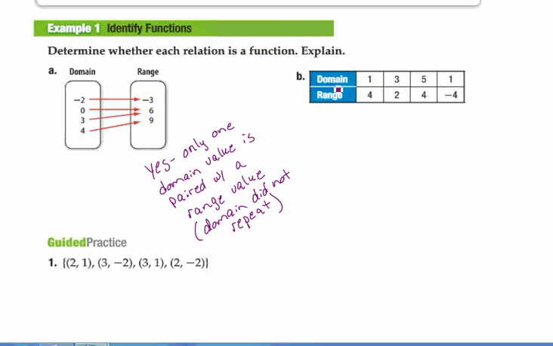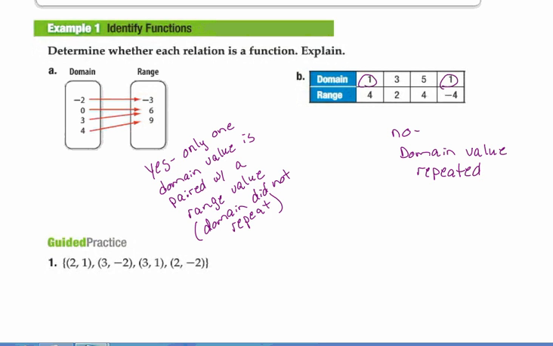Okay, looking at B, this is a table. I like tables because, again, what we care about is that domain. So we're going to look at this domain and make sure that these numbers do not repeat. I have a 1, 3, 5, 1. Whoops, I have a problem because my domain did repeat right there. So is this a function? No. Why not? X values repeated. Input values repeated. Independent variable value repeated. All of those are synonymous. So I'm going to say domain value repeated.